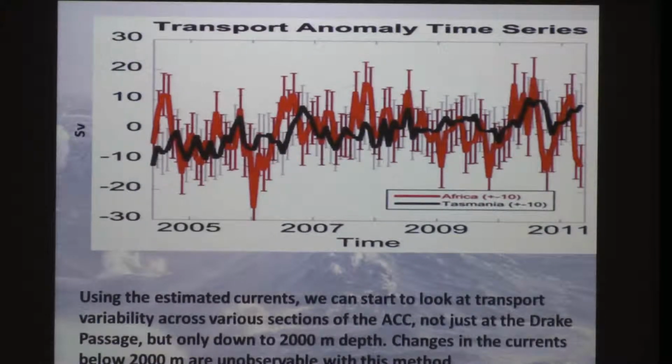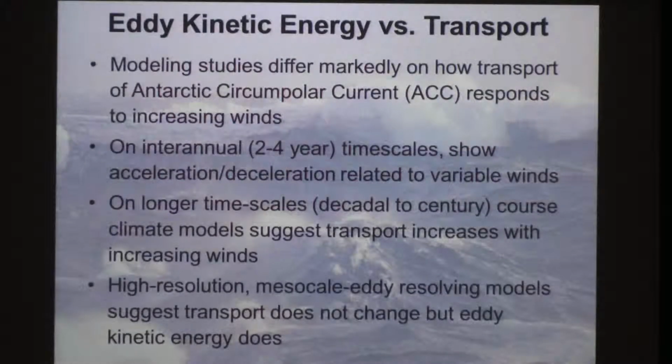Okay? So I'm going to take a small detour now to do another little project that I was working on, and that's looking at the eddy kinetic energy versus transport in the Southern Ocean. And this arises from several modeling studies that have been conducted over the last decade or so. Okay? So climate models get the large-scale variability of the ocean reasonably well, but they do not capture the mesoscale energy in the ocean. To do that, you need very, very high-resolution models, which are very computationally expensive, and they're usually limited to small regions, small periods of time.